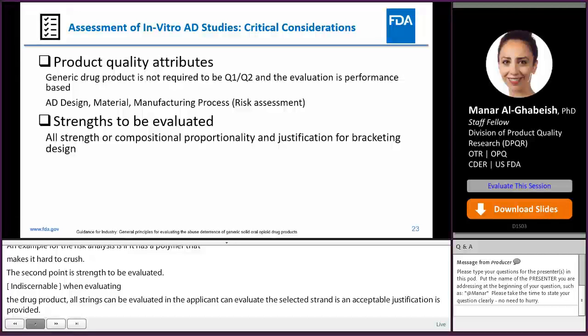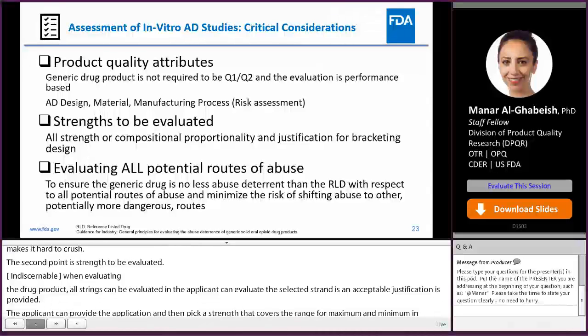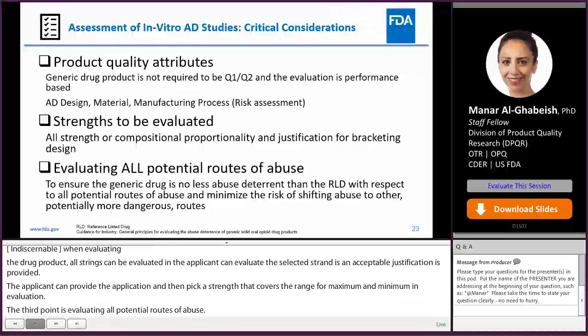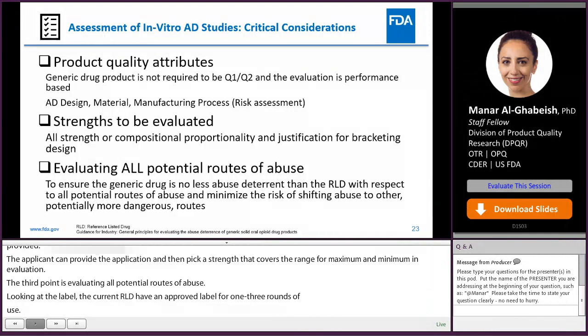The third point is evaluating all potential routes of abuse. Looking at the label for the RLD, the current RLDs have an approved AD label for 1 to 3 routes of abuse. However, it is expected that the generic drug be no less abuse deterrent than the RLD with respect to all 4 routes of abuse. And that's to ensure that the generic drug will not exhibit any more risk than the RLD.